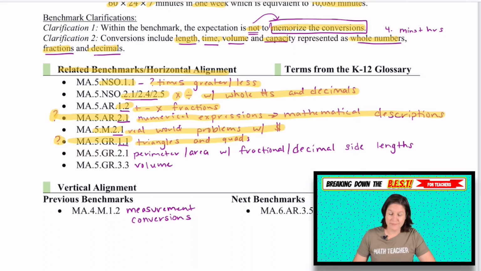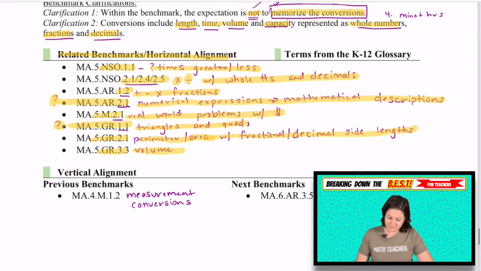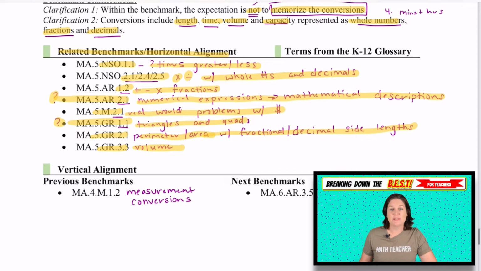5.M.2.1, the next standard we'll be talking about in the next episode, will be real-world problems with money. Ain't that the truth? And 5.GR.2.1 is our perimeter and area with fractional and decimal side lengths. I'm cool with that because, again, we're talking about length. And GR.3.3 is a volume standard. So there's a lot to be related with because we're using a lot here with these multi-step real-world problems with whole numbers, fractions, decimals. There's all kinds of stuff happening in this standard.